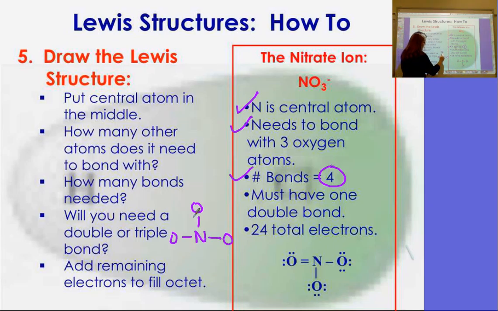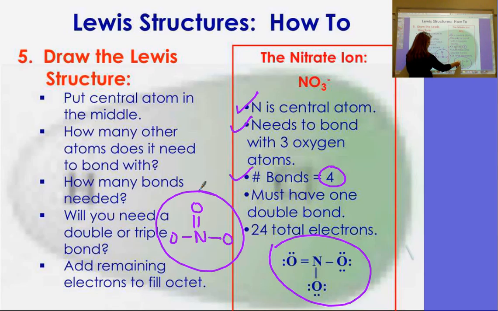So you can put the double bond anywhere you want, since they're all nitrogen-oxygen bonds. So this picture right here is exactly the same as this one. The double bond can go on the left, it can go in the center, and it could go on the right. That's how you know if you have a double or triple bond.